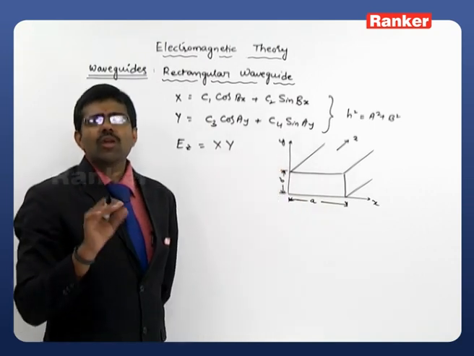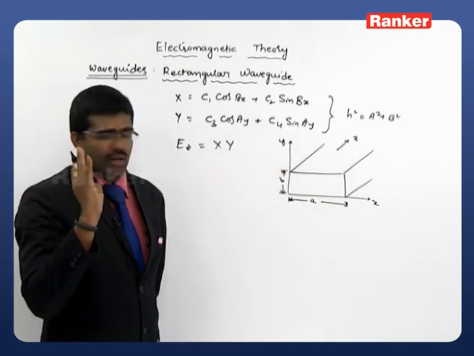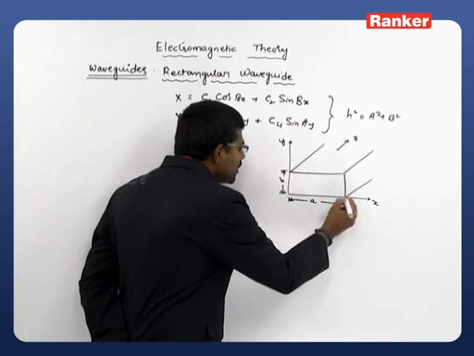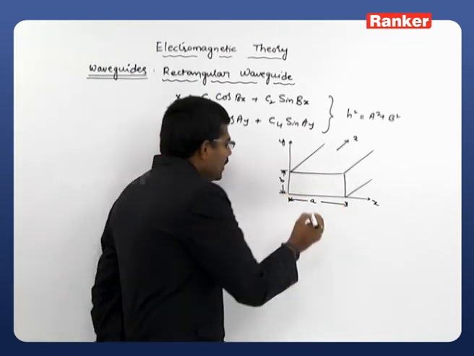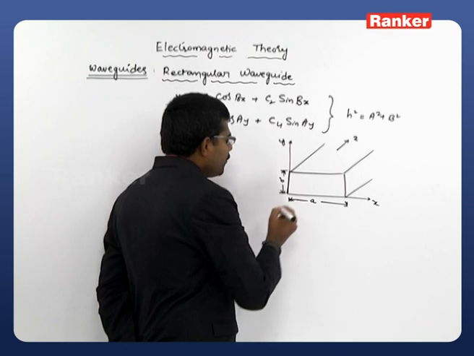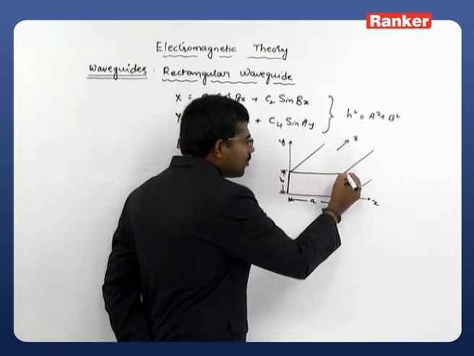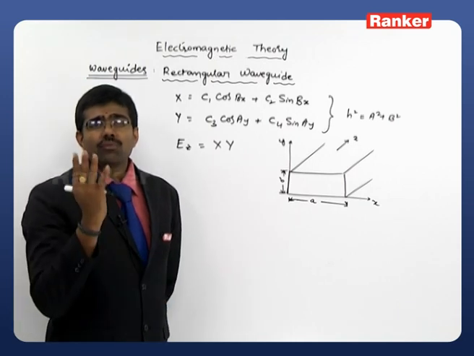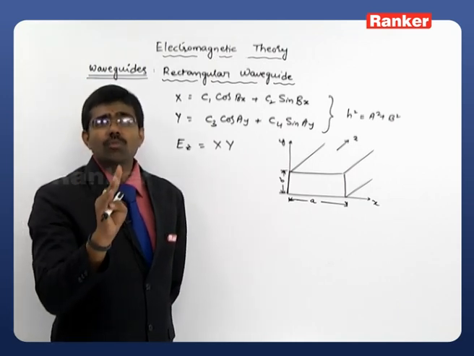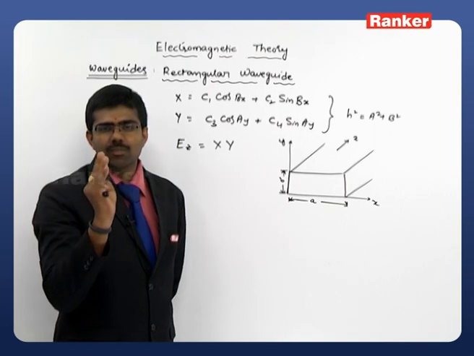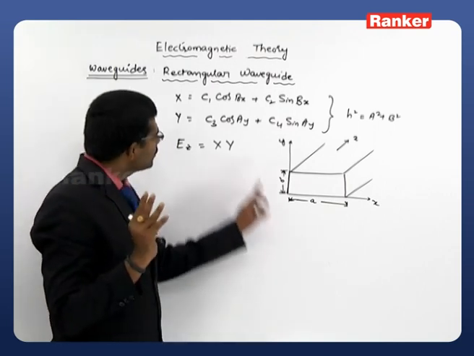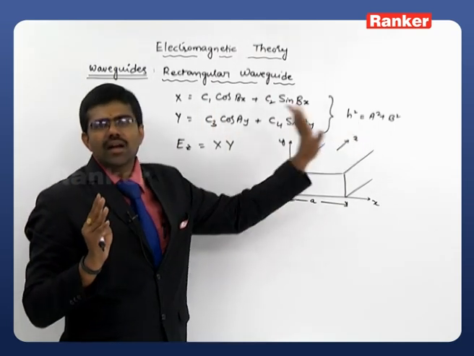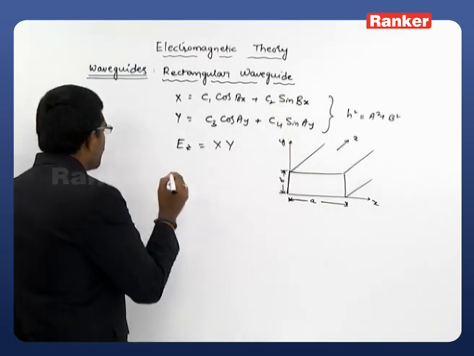Here clearly observe how many boundaries are there. There are 4 boundaries. The bottom wall is one boundary for the wave, the left side wall is another boundary, the top wall is the third boundary, and the right side wall is the fourth boundary. So total 4 boundaries are there. Using those 4 boundary conditions, the conditions at that particular boundary, we can solve for c1, c2, c3, c4, A and B. I will give you what the boundary conditions are.